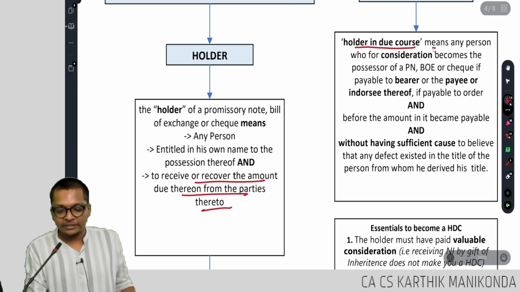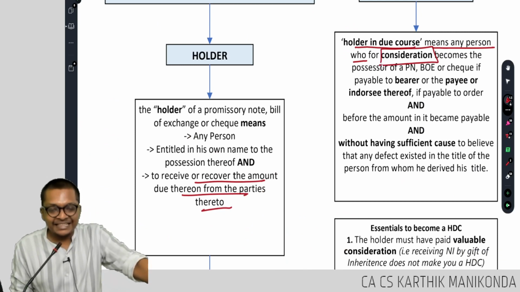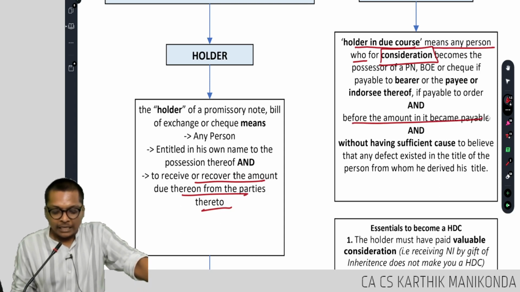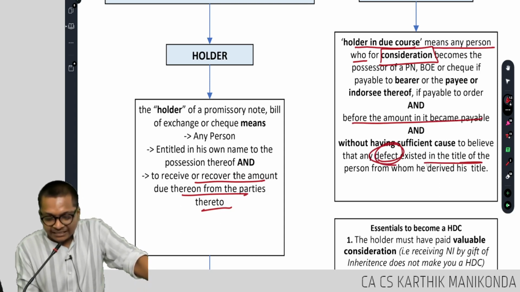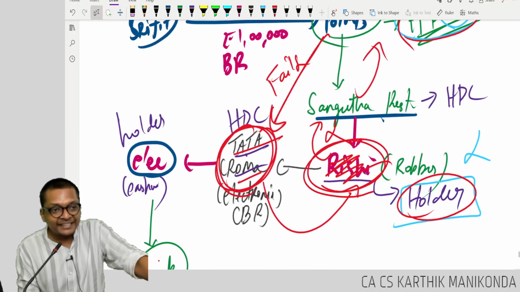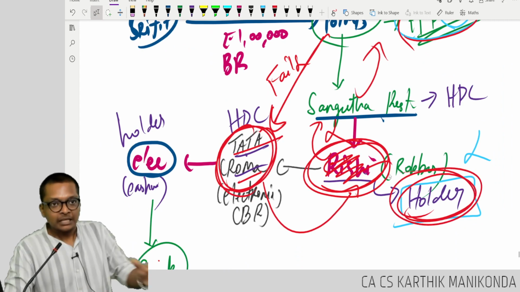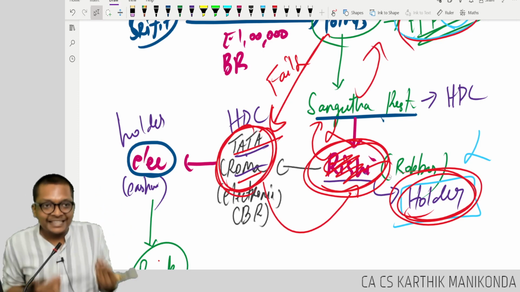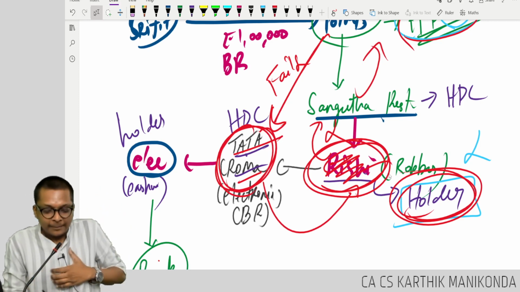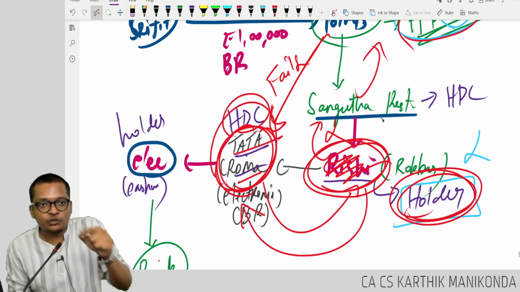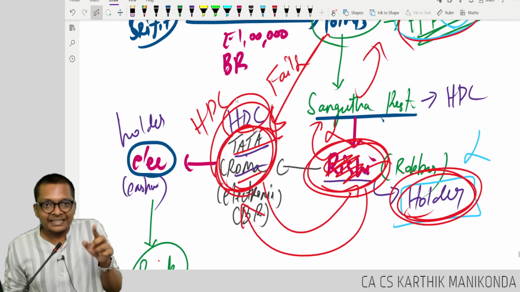Holder in due course means any person who receives it for consideration. Are you following, guys? And the amount becomes payable even if there is any defect in the title. Meaning, look at this. Rishi has a defect in title. Rishi is the robber. He doesn't have the right to transfer this ownership, because first of all, it's not his, he stole it. But still, when he gave it to Tata, Tata gets full rights in the instrument. Tata becomes HDC because they received it for consideration.